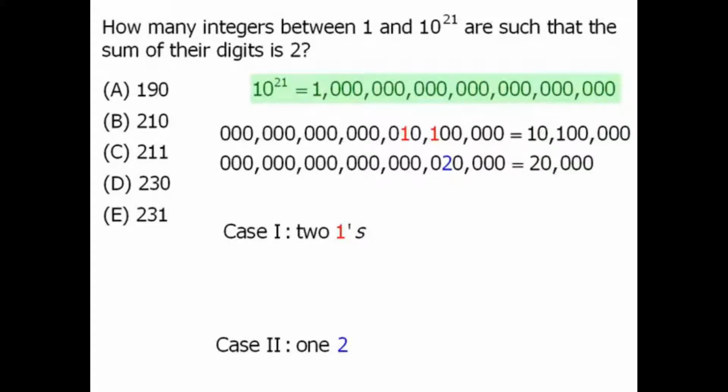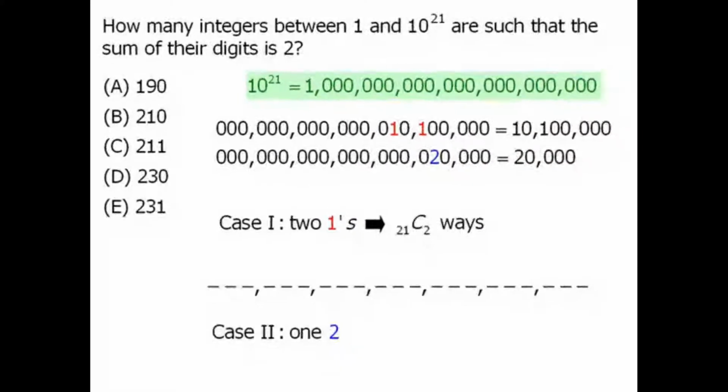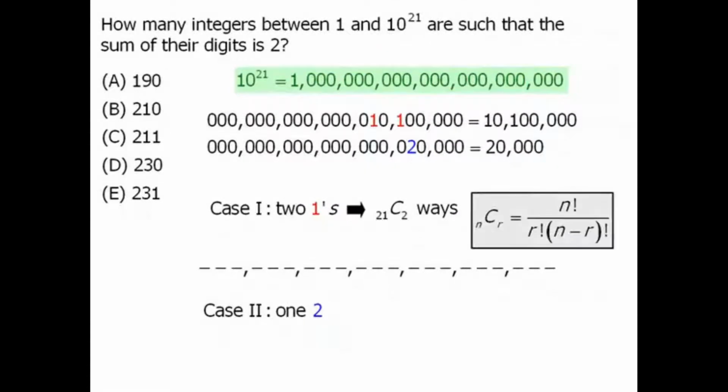Let's examine case 1. How many 21-digit numbers are such that we have two ones and 19 zeros? Well, we have 21 spaces altogether, and we need to choose two of them to place our two ones. Once we do that, we'll fill up the remaining spaces with zeros. Well, if we have 21 spaces and we need to choose two of them, we can accomplish this in 21 choose two ways. When we apply our formula, we see that we have 210 numbers that satisfy the condition in case 1.